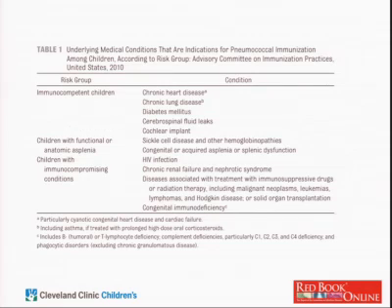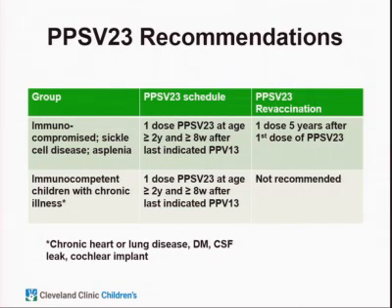We would also give it for children with functional or anatomic asplenia and any immunocompromised child. So if you do have an immunocompromised or a sickler or an asplenic child, the recommendation is to give 1 dose of polysaccharide vaccine at the age of 2 years and at least 8 weeks after the last indicated PCV13, that should be. And then you would give 1 dose 5 years after as a booster dose.